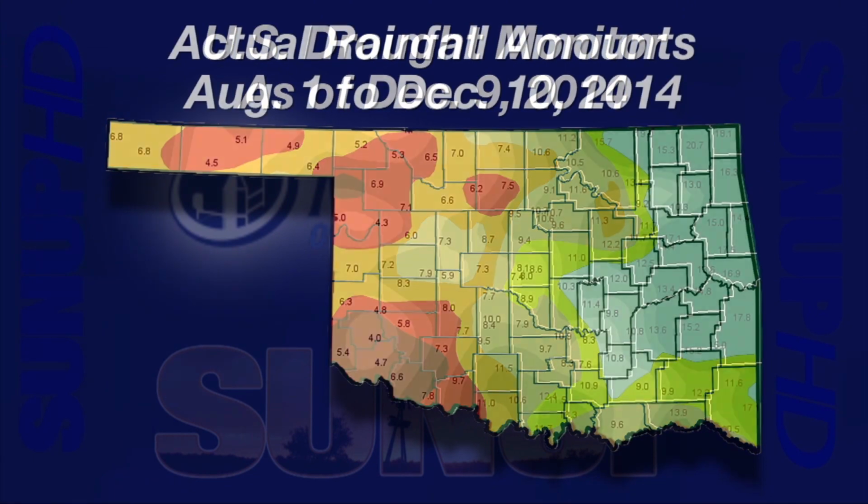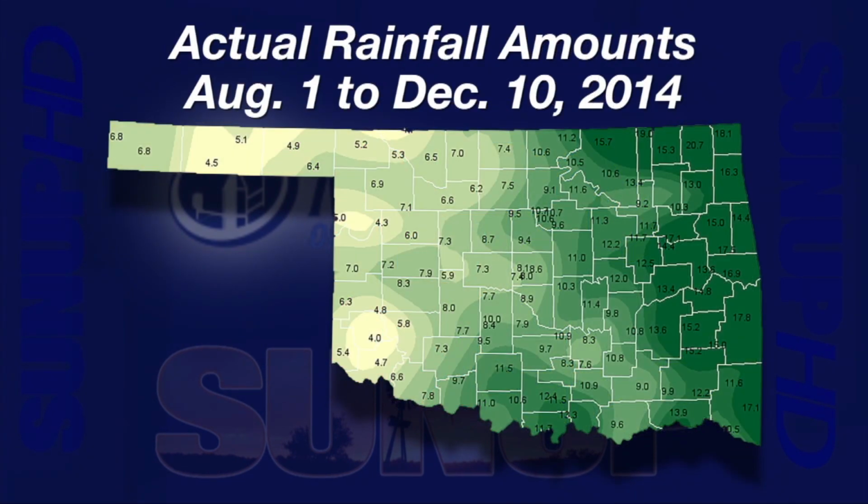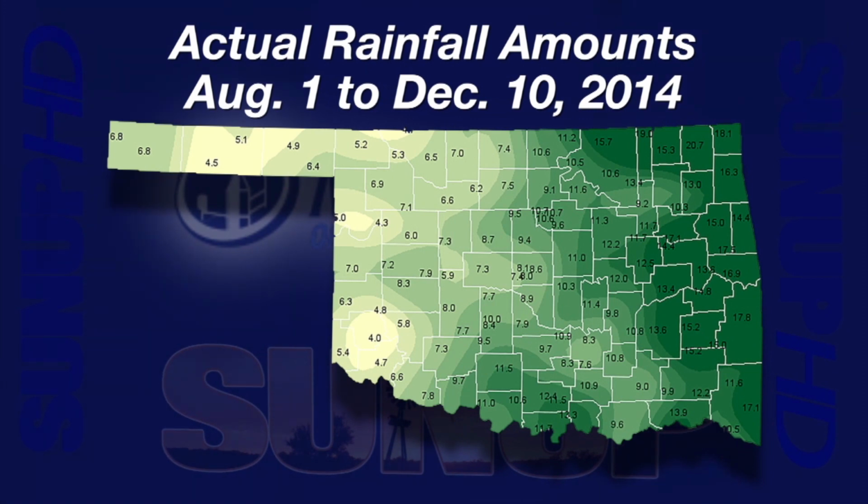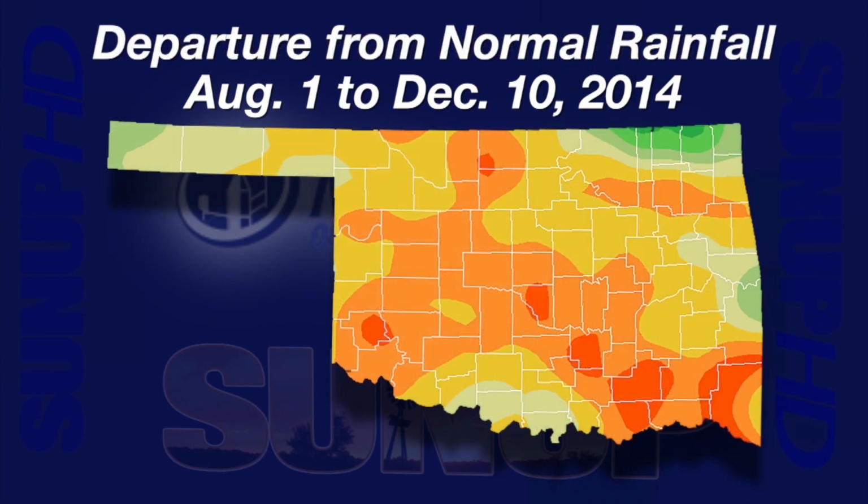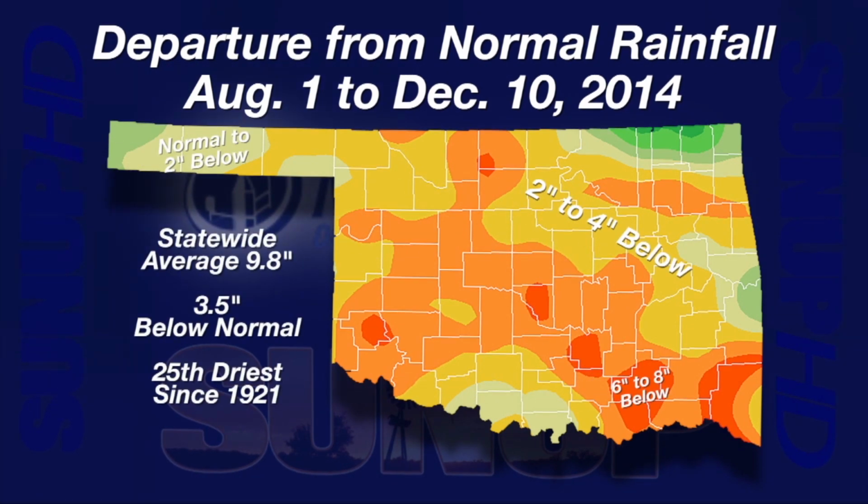Now, as we can see from the Mesonet rainfall maps dating back to August 1st, almost all areas of the state have been dry. Parts of western Oklahoma have seen 5 inches of rain or less. And even parts of southeastern Oklahoma, where as much as 17 inches of rain has fallen, those areas are still running a deficit, at least since August 1st of this year. So when you look at the statistics since August 1st, the departure from normal rainfall, we've had a statewide average rainfall total of about 9.8 inches, and that's about 3.5 inches below normal, again, since August 1st.